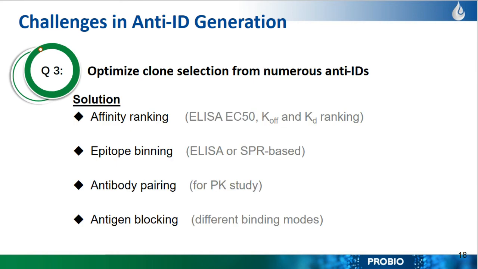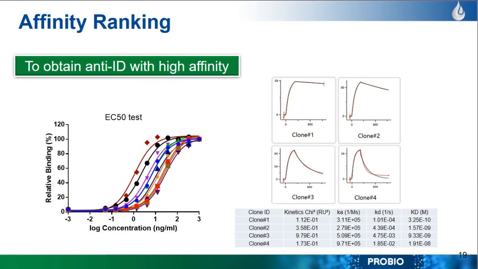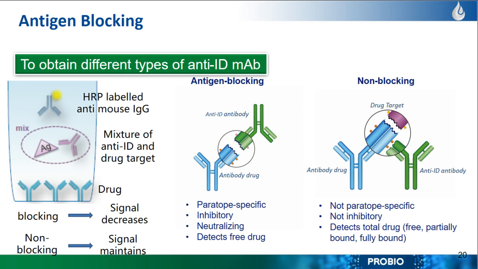In addition, we also recommend optimizing the selection of anti-ID based on the requirements of final applications through a bunch of assays including affinity ranking, epitope binding, pairing, and antigen blocking and competitive assays. To obtain high-affinity anti-ID monoclonal antibodies, affinity ranking can be achieved by an ELISA-based method, which is relatively cheap, or through an SPR-based off-rate ranking. In order to obtain different types of anti-ID antibodies, we can differentiate them by competing or blocking ELISA.